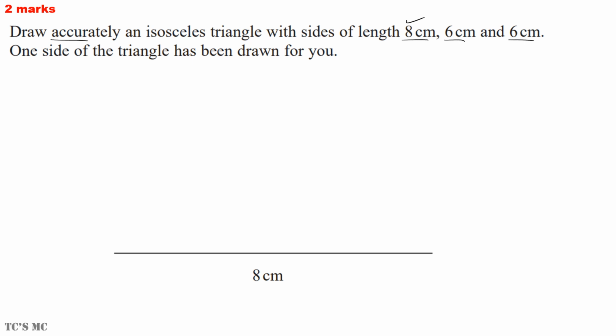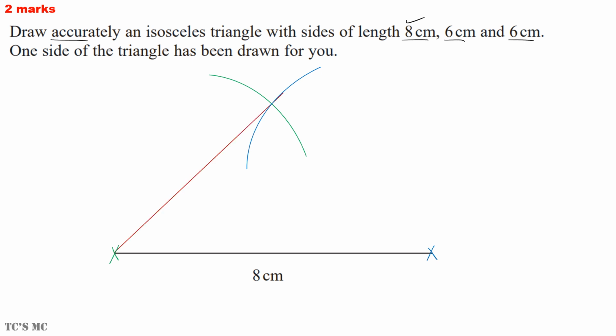Put the point of the compass at the end of the 8 cm line and then draw an arc. It should be big enough to cross most of the page. And then move your compass over to the other end, put the point at the end of the 8 cm line and draw another arc. They should intersect. Now we get out our ruler and we can join the ends with the intersection.